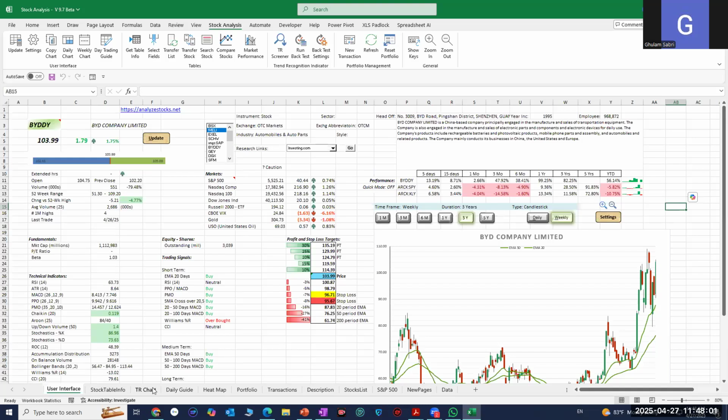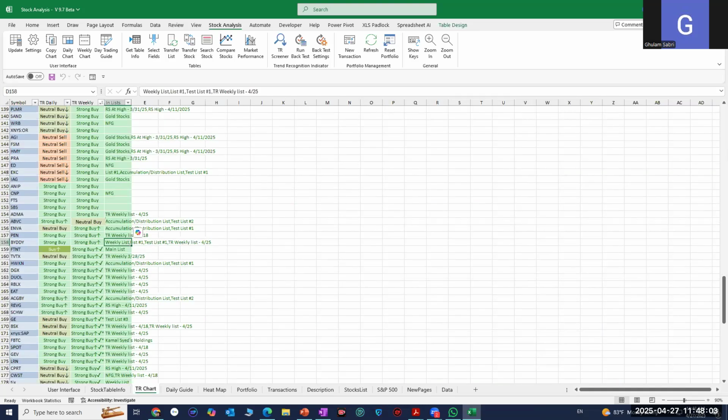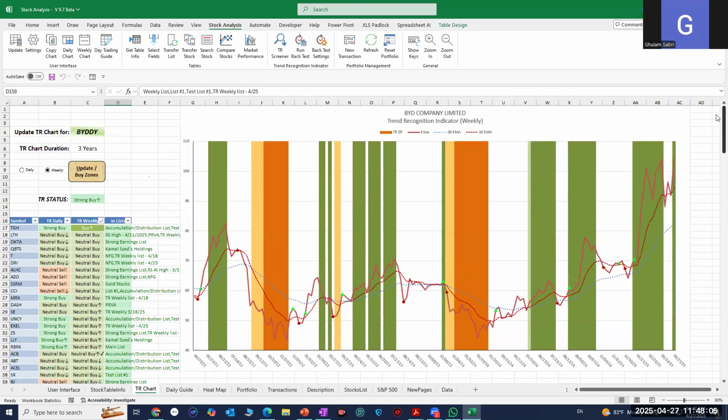And what about its TR chart? TR chart should have been updated automatically when we work through that. This is TR chart on the weekly. If you want to update the buy zone, you have to press this button. And it's already almost at the high level. It's almost breaking out. So we have BYDDY.